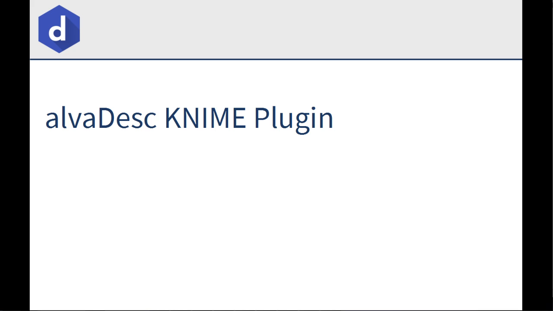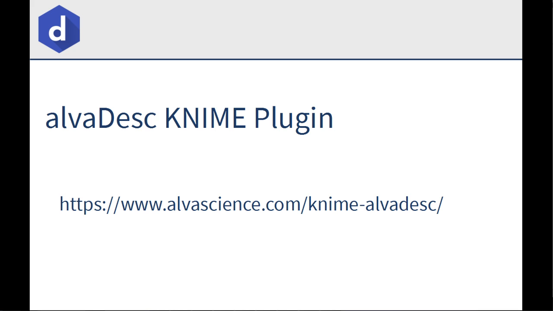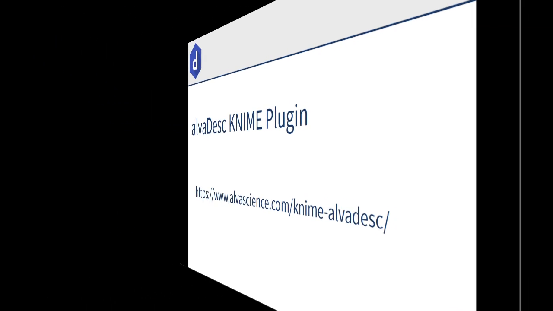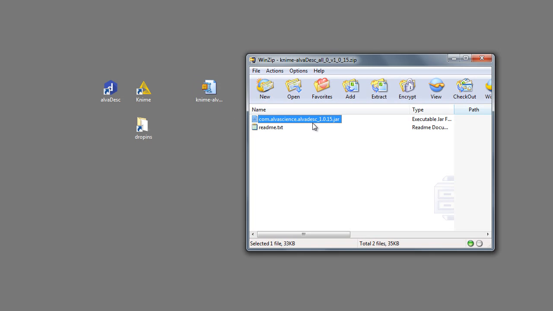Let's start. In order to install the alvaDesc KNIME plugin, we need to download it from this URL. You can also find the URL in the description below. The downloaded file is a zip file that contains the plugin, which is a jar file, and a README file, which contains some useful information like the installation procedure.